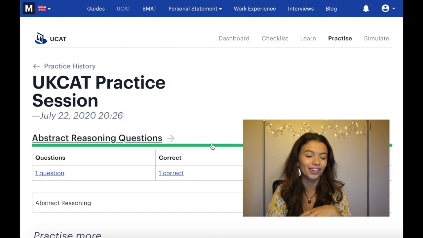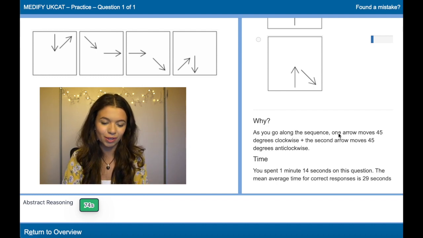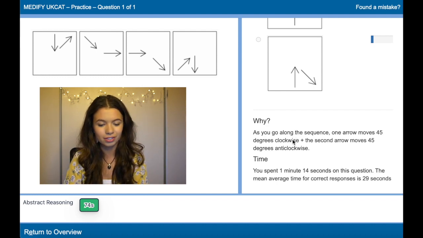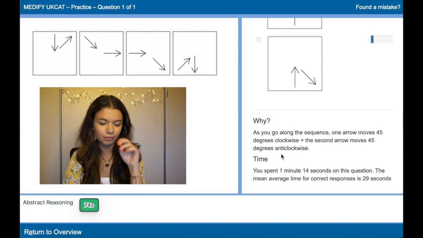Yes, okay, so just to double check with the explanation, as you go along the sequence, one arrow moves 45 degrees clockwise and the second arrow moves 45 degrees anti-clockwise. Okay, cool. I think that was a really nice place to finish off, so I'm going to leave it there.